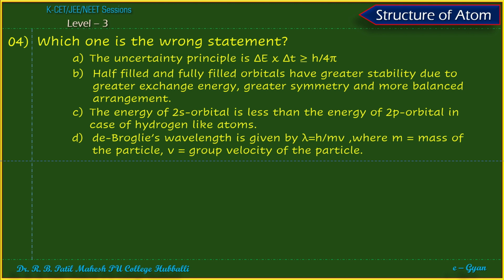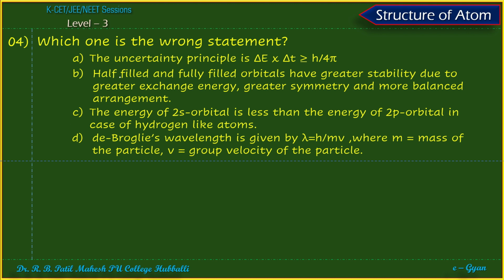Half-filled and fully filled orbitals have greater stability due to greater exchange energy, greater symmetry, and more balanced arrangement. The energy of 2s orbital is less than the energy of 2p orbitals in case of hydrogen-like atoms. De Broglie's wavelength is given by lambda equal to h by mv, where m is mass of the particle and v is the velocity of the particle.